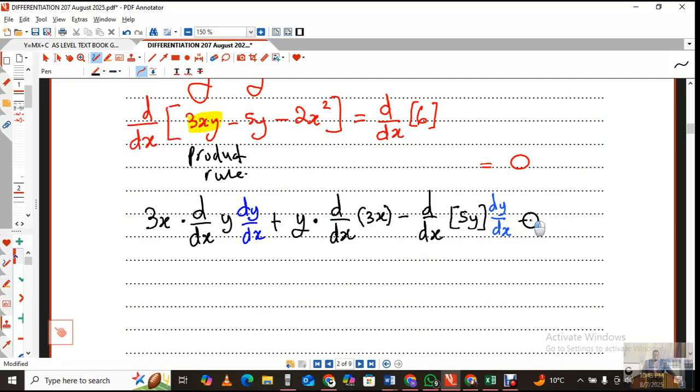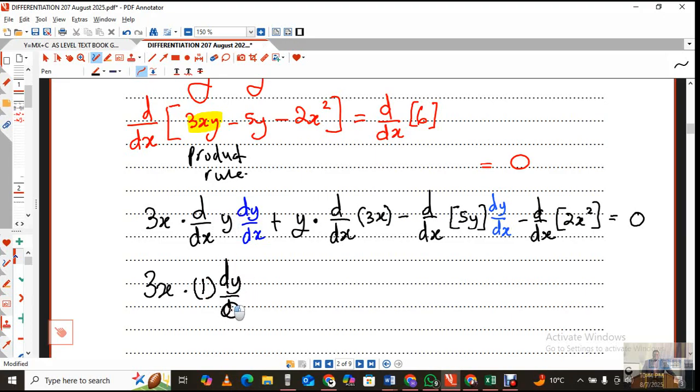Okay, minus, now you have d by dx of 2x squared. Of course, that is equal to, I think I can just go ahead and say this is equal to 0 because I've already included that over there. Now let's continue and see what do we have here. So we have got 3x here multiplied by the derivative of y, which is just 1.